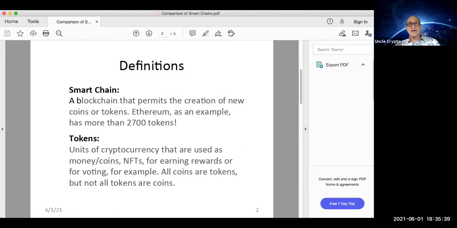Wow. A token is a unit of a cryptocurrency that can be used as money or coins, or it could be NFTs, like digital collectibles, or it could be for earning rewards. For example, if you've ever staked coins and gotten paid in return, that is a token. Or for voting, those are tokens. And all coins are tokens, but not all tokens are coins, because some tokens are just things like NFTs, which is not a coin. It's a digital collectible picture kind of thing.